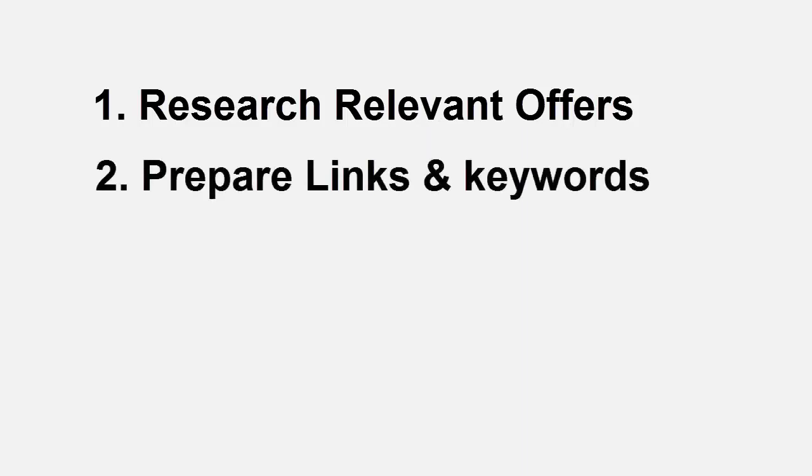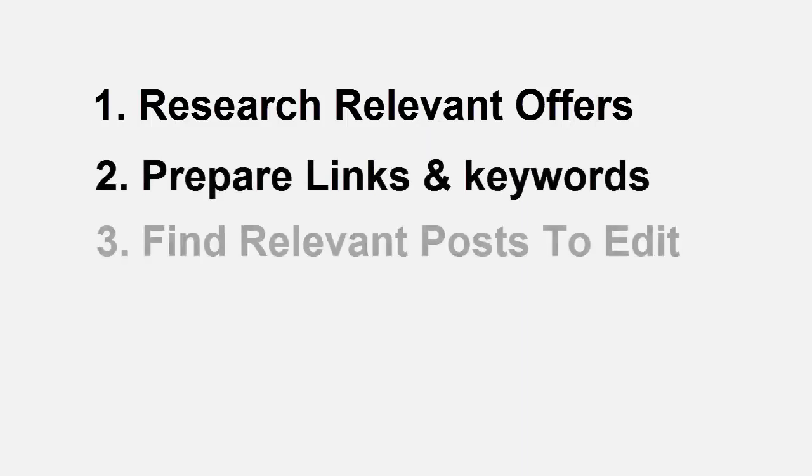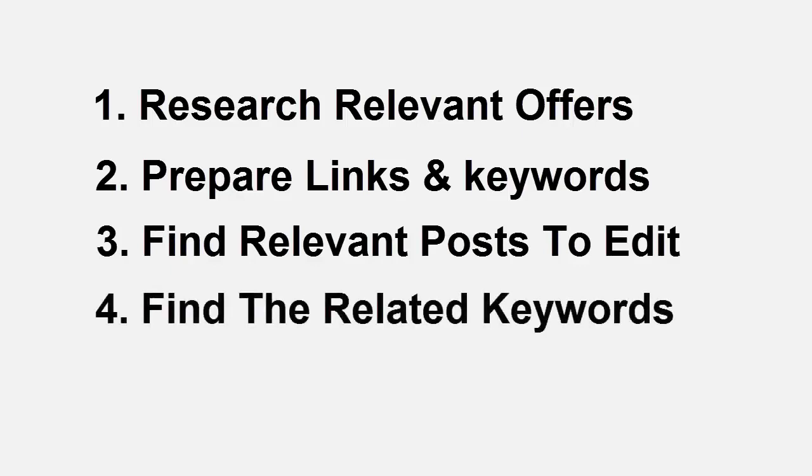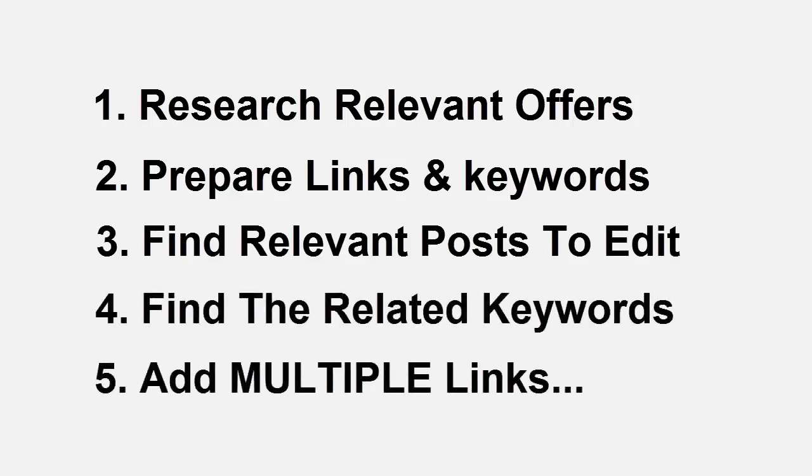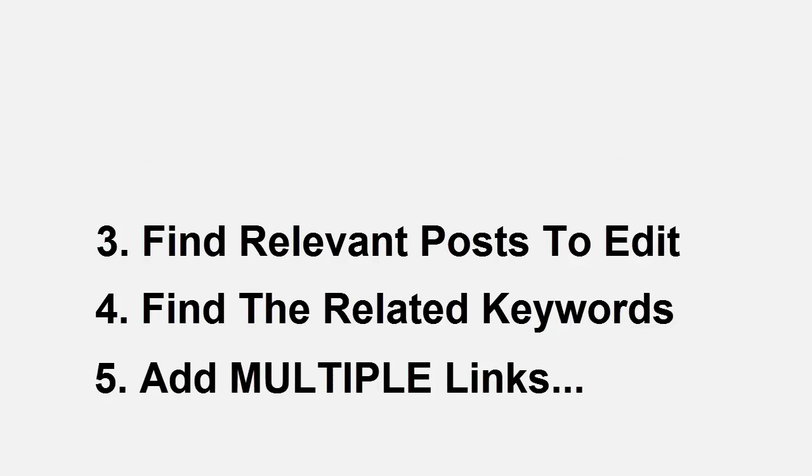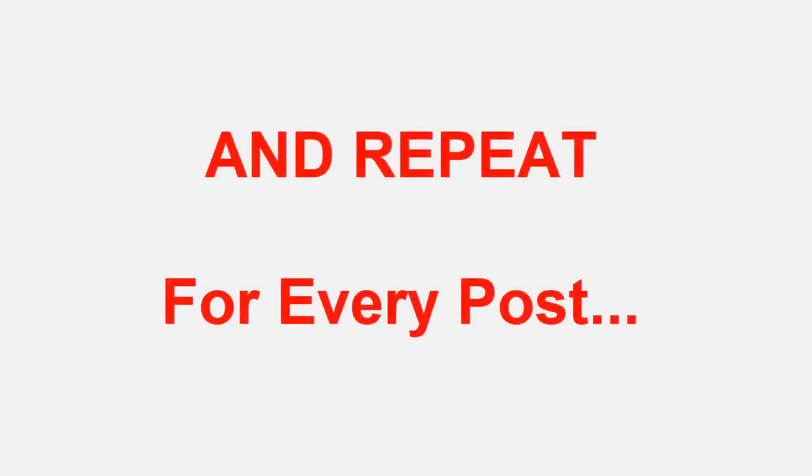You need to find a relevant offer for each page and post of content that you have. Then you need to grab the affiliate link, find the post or page, open it up to edit it. Then you're going to have to go through all that content to add the affiliate links to the relevant keywords, finding them in the text, editing them, and adding the new link. And you need to do this several times for each post you have.